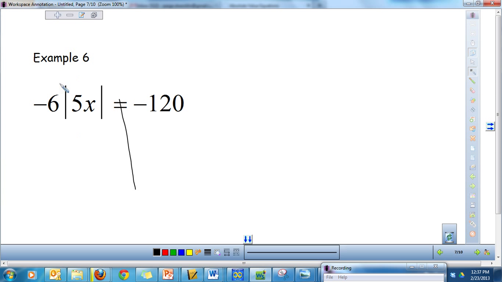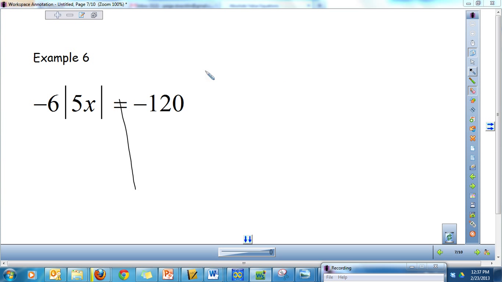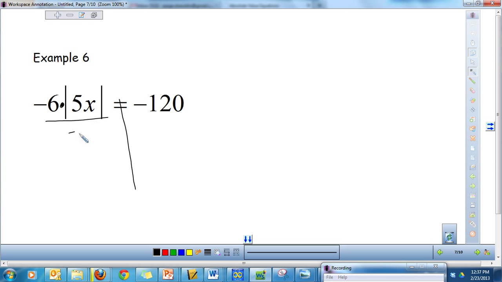Remember that absolute value bars are like grouping symbols, and when you see a number touching a parenthesis like that, if it was parentheses, you would know that you are multiplying here. The same concept applies for absolute value bars. So what's actually happening between the negative 6 and the absolute value of 5x is it's being multiplied. So how do you undo multiply by negative 6? You divide by negative 6.